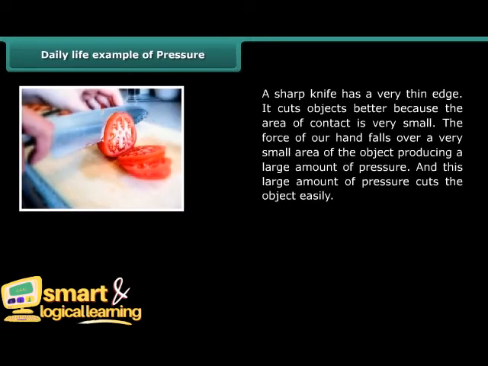A sharp knife has a very thin edge. It cuts objects better because the area of contact is very small. The force of our hand falls over a very small area of the object, producing a large amount of pressure. And this large amount of pressure cuts the object easily.